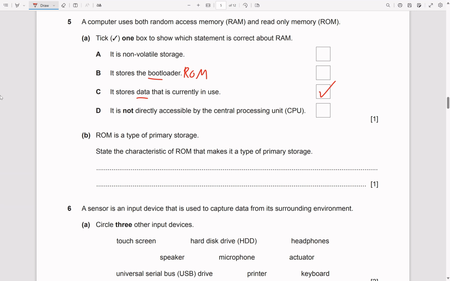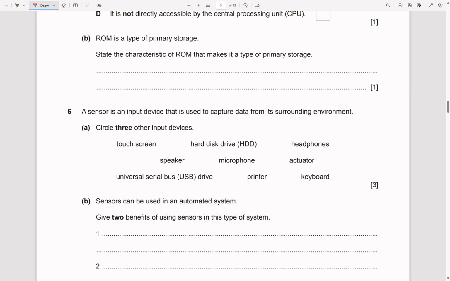And here it says tick only one box. Then it says ROM is a type of primary storage. State the characteristic of ROM that makes it a type of primary storage. As mentioned, I guess we don't really need to say primary storage. Let's just say it is directly accessible by the CPU.